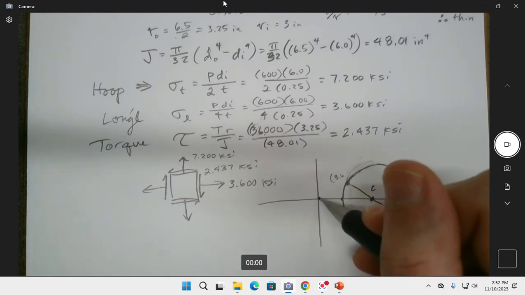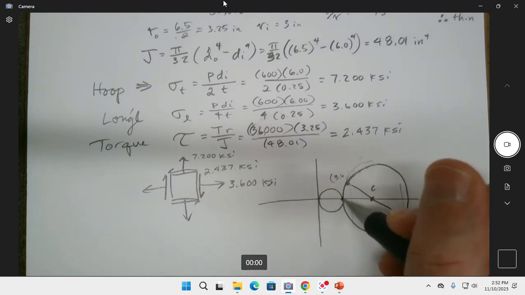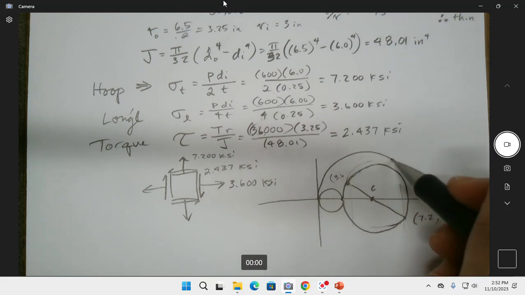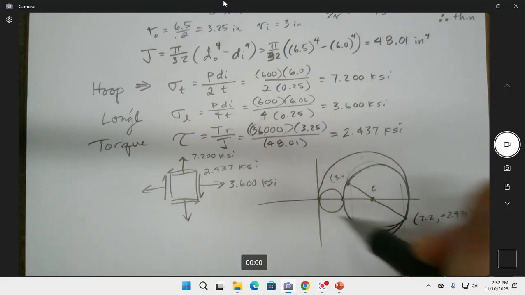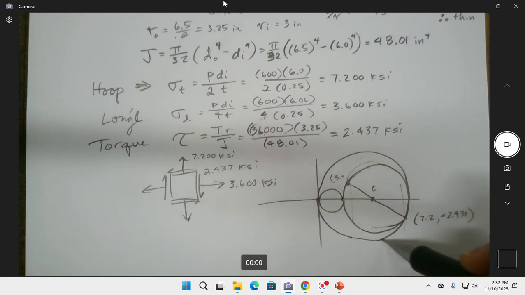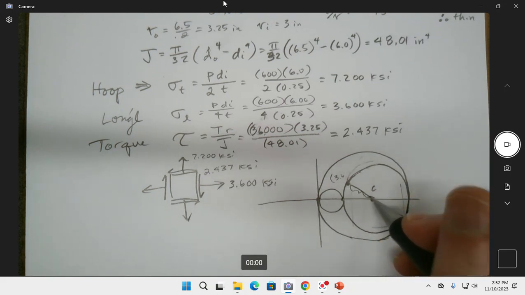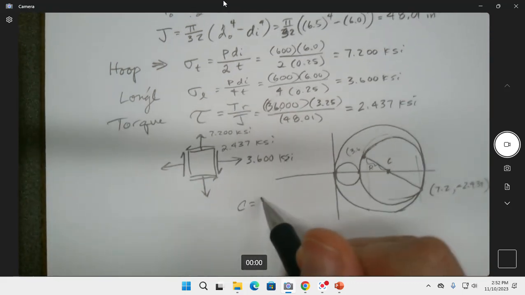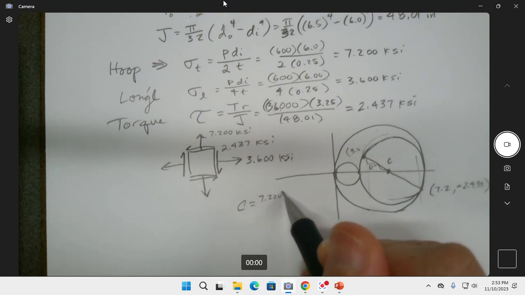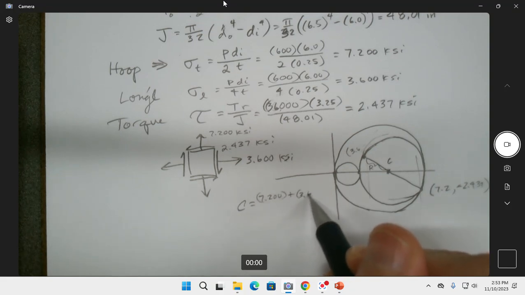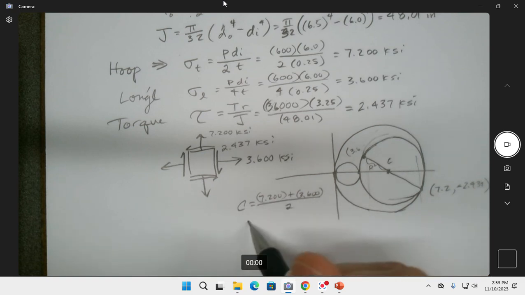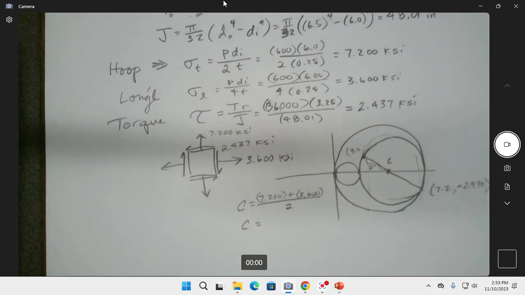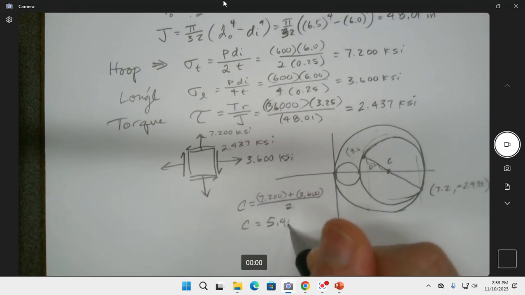Anyway, there you go. This is going to end up being like that. And then there's the big one. So this is the R that I'm going to use. So I find out my C is 7.200 plus 3.600 over 2. 7.2, 3.6 plus 2. So 5.4 KSI.